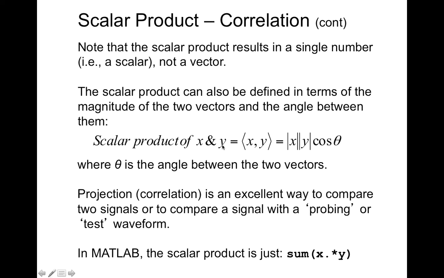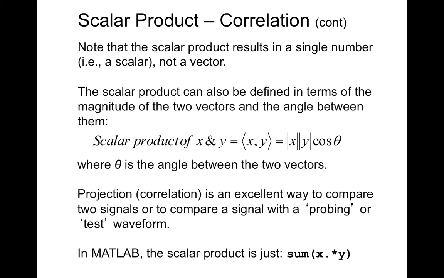But basically, the scalar product of x and y can be equal to that sum that we saw on the previous page. But we can also define it as the magnitude of x times the magnitude of y times the cosine of the angle between them. So if you have an undergraduate engineering degree or took a physics class, you recognize this as the dot product between two vectors, where theta is the angle between these two vectors.